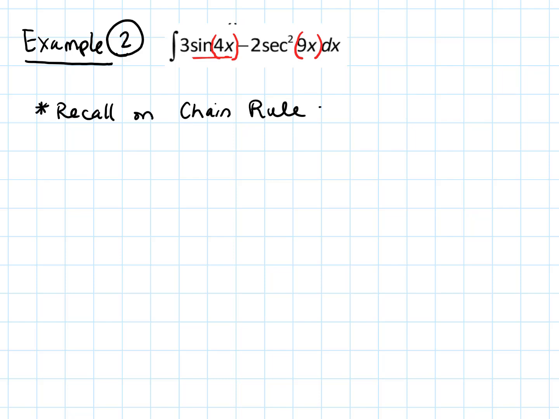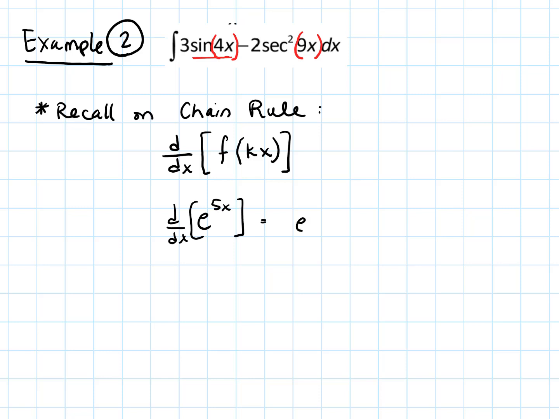So, a recall on the chain rule. If we were taking the derivative of a function that had a constant times x, so something like e to the 5x, when I take the derivative of that, I get the derivative of the function, e to the 5x, but by chain rule, I then have to multiply by 5. So when I take the derivative of f of kx, I would get the derivative, f prime of kx, but then I would have to multiply by k.